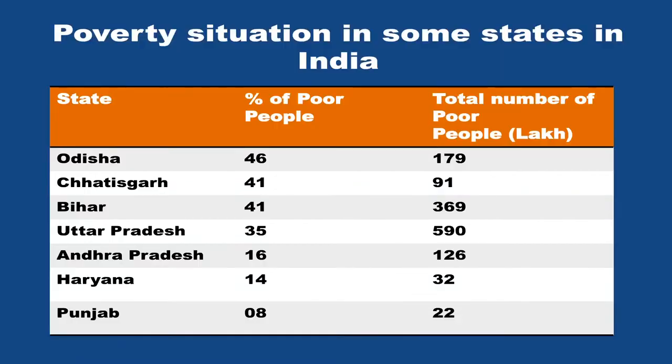Now, we can understand the poverty situation in some of the states of our country. What is the percentage of poor in different states of India? Odisha is the state having the largest percentage of poor people, with 46% of the total population poor. Punjab is the state having the least poverty ratio, 8%. You can see state by state statistics regarding the percentage of poor people in India.